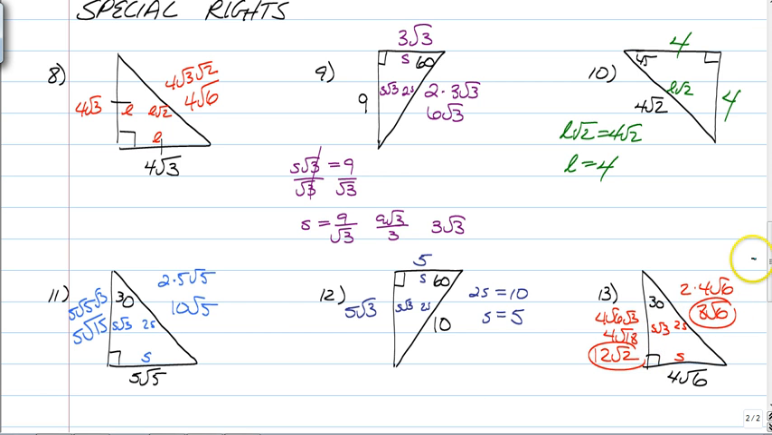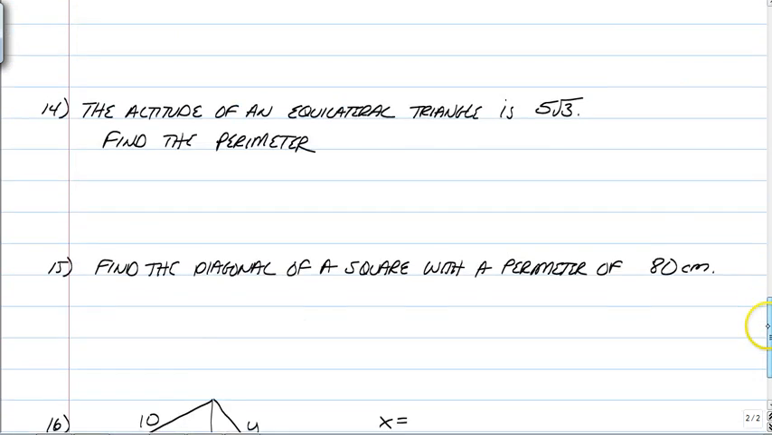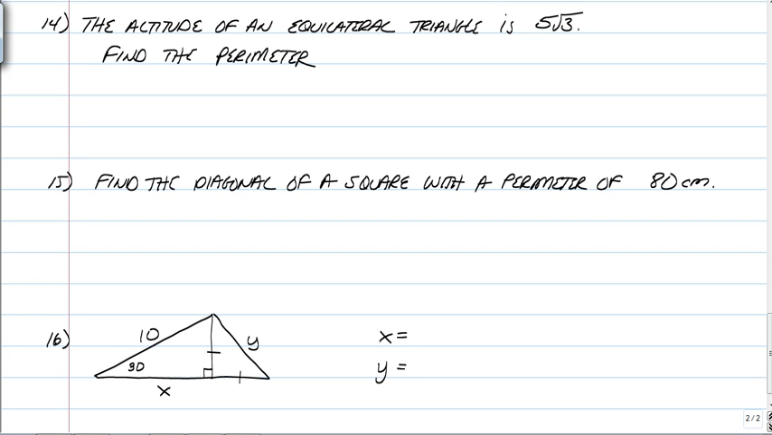So those are straightforward 30, 60, 90, 45, 45, 90s. The last 3 questions you had were a little bit more of a challenge.